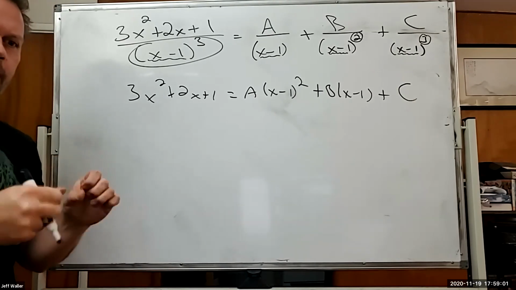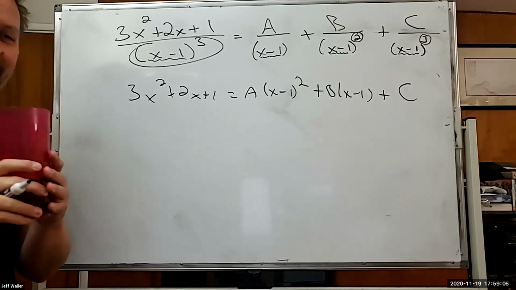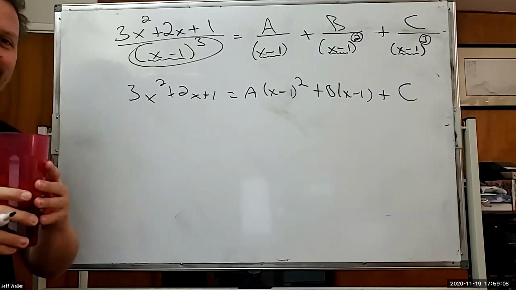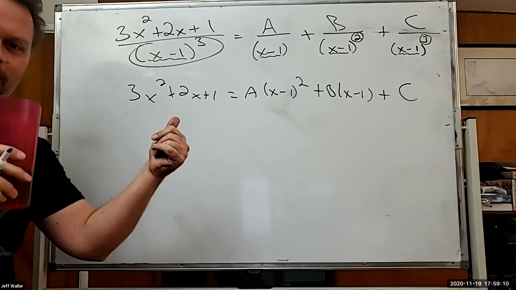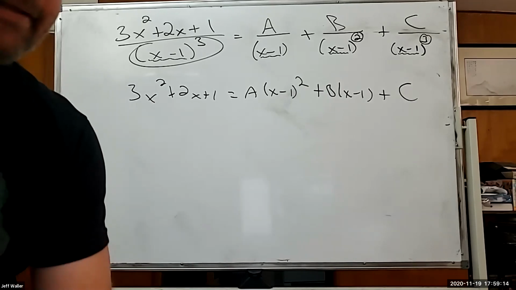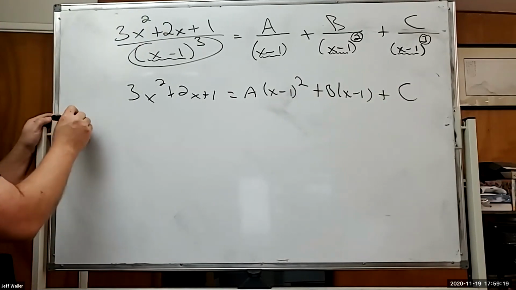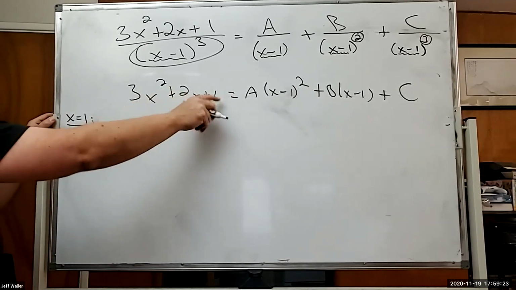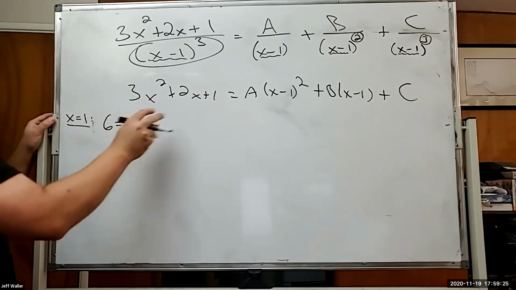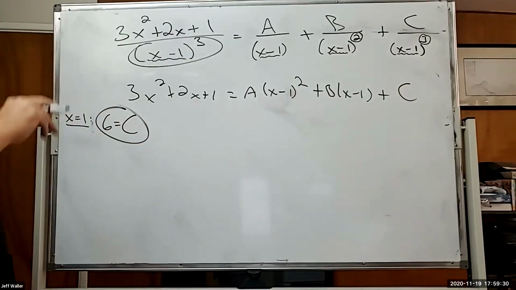Does anyone have a suggestion on what I should do next? No, I mean about this problem. Make x equal to 1. Yes. Before I do any multiplying, I might as well make x equal to 1. So I get 3 plus 2 plus 1. I get 6 equals 0, 0, C. C is 6. Yay. Well, that's awesome.